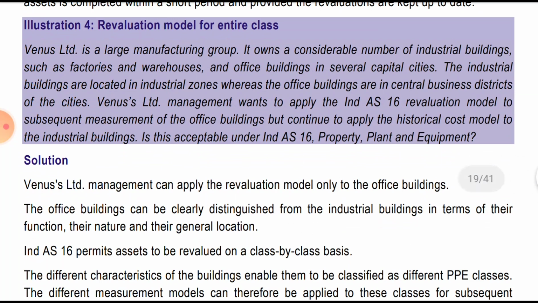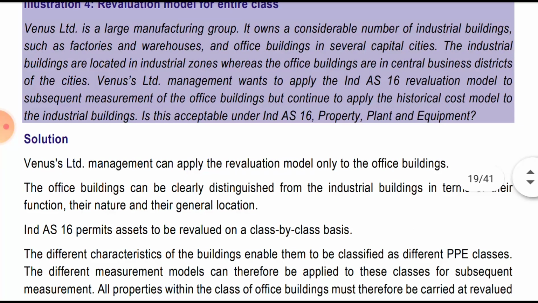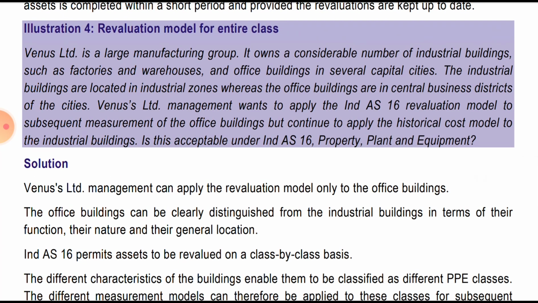Revaluation model for the entire class. Venus Limited is a large manufacturing group. It owns a considerable number of industrial buildings such as factories and warehouses, and office buildings in several capital cities. The industrial buildings are located in an industrial zone, whereas the office buildings are located in the central business district of the city. Venus Limited management wants to apply the Ind AS 16 revaluation model to the subsequent measurement of the office buildings, but continues to apply the historical cost model.